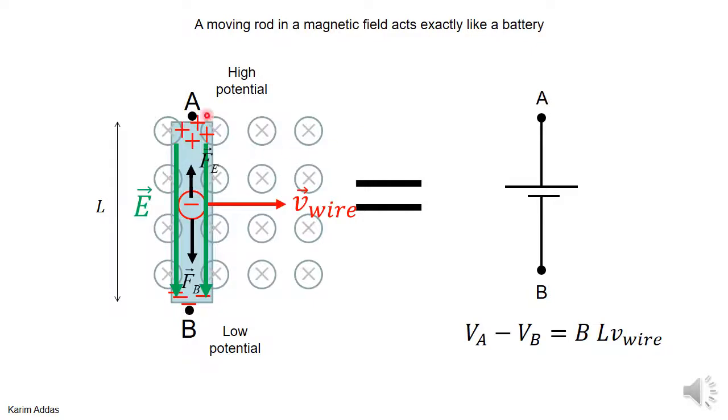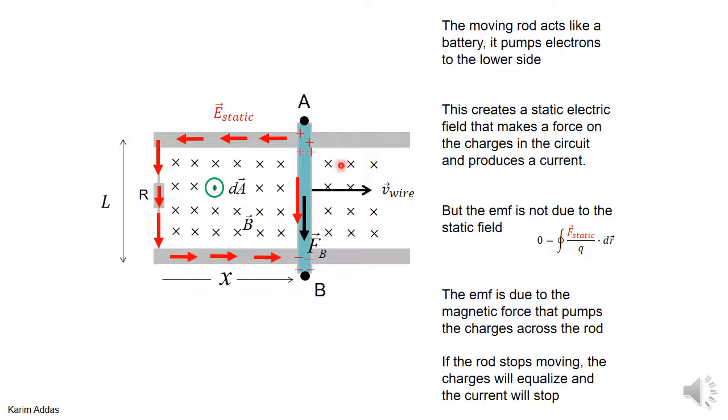So you can imagine that this rod is behaving like a battery with the plus side on the top and the minus side on the bottom. And that means if you put this rod in a circuit, it should produce a current, exactly like a regular battery does. So let's do that. Let's put the rod in a circuit.